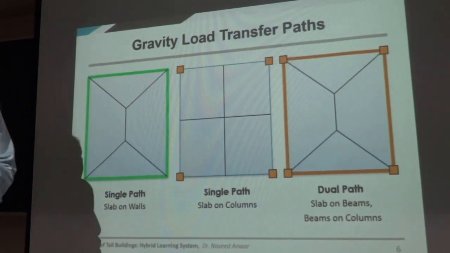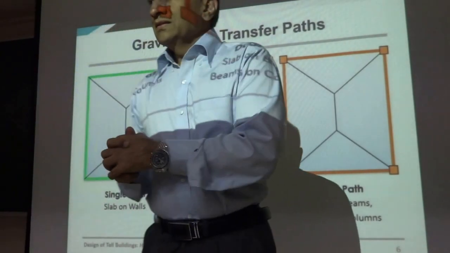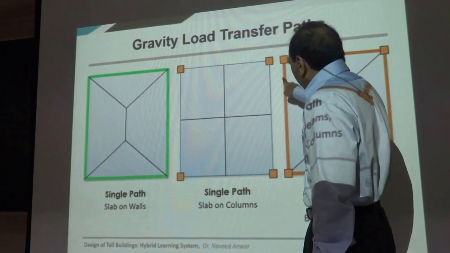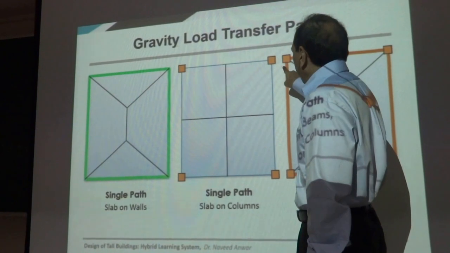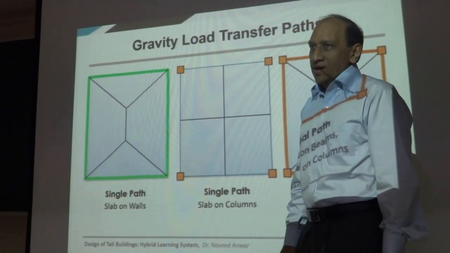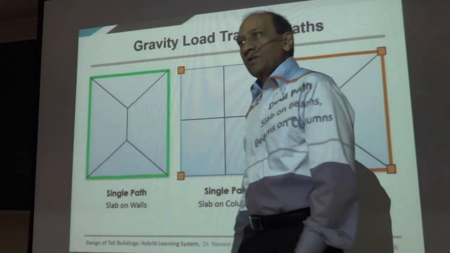Now we have a problem. Suppose the edges are not walls, but rather beams, right? And beams are supported on columns. Now tell me how the load will be transferred.